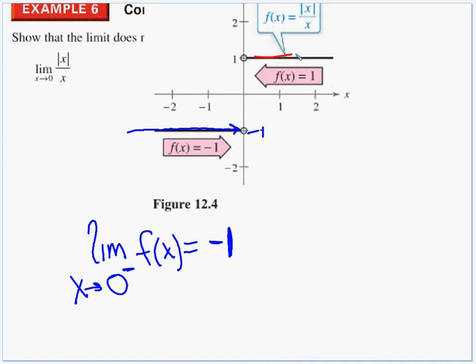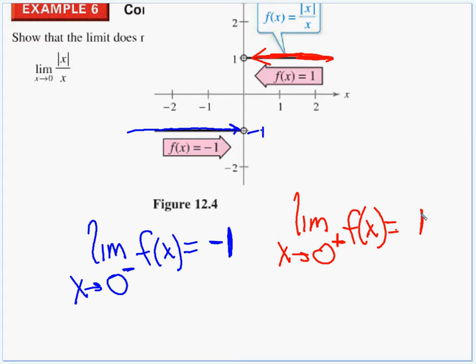But I'm going to come up here in red. The limit as x approaches 0 from the right side, from the plus side, from the numbers to the right of 0, that limit is equal to +1. So here again, we got this special notation. We're approaching here from the left side, we're approaching here from the right side. They each have their own limits.